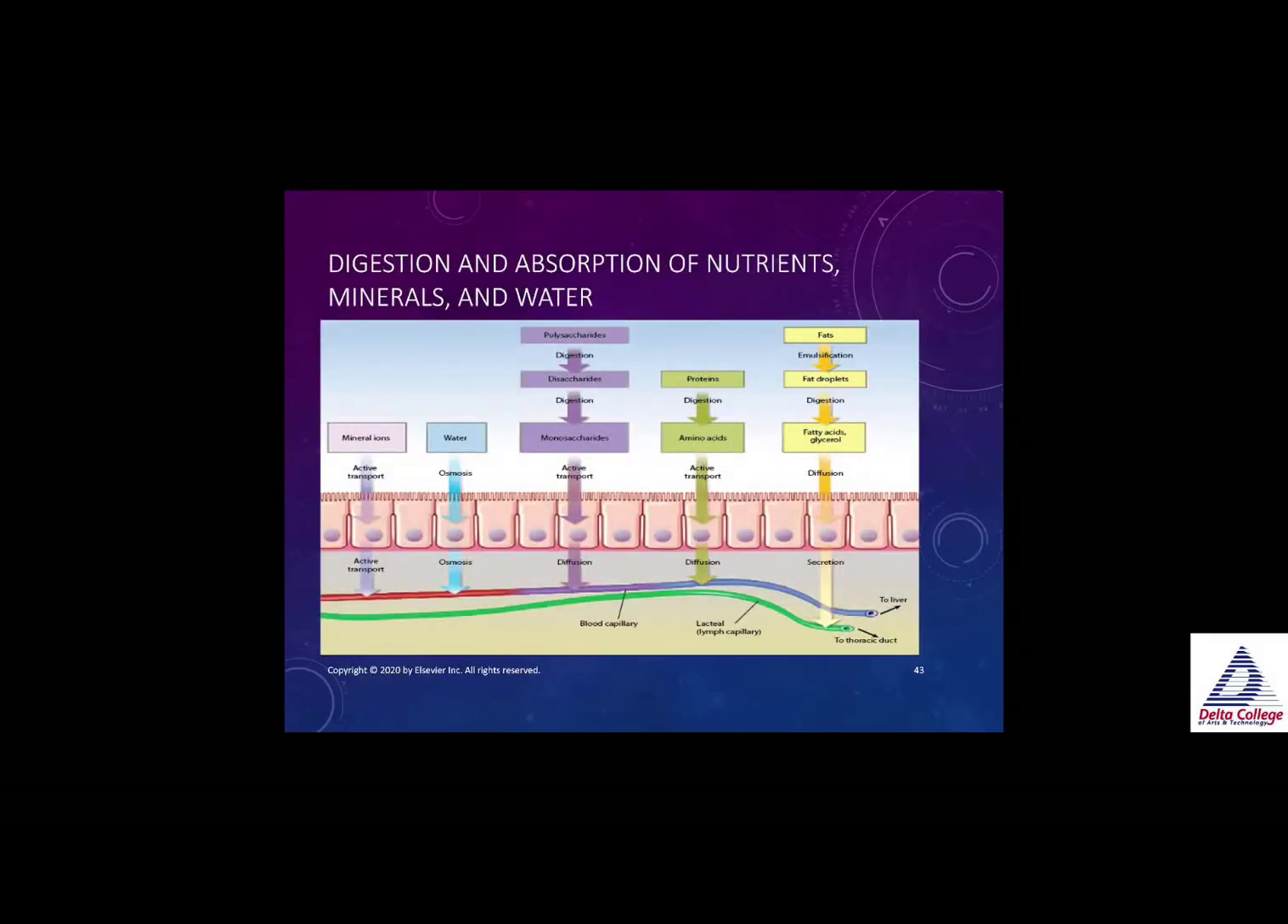So here you can get an idea of what's going on. Water goes through osmosis, minerals through active transport. But if you notice here in purple, green, and yellow, there's a lot that has to happen before it can actually go back and forth across into the blood capillaries and the lymph capillaries and wherever it needs to go. So let's talk about this some more.